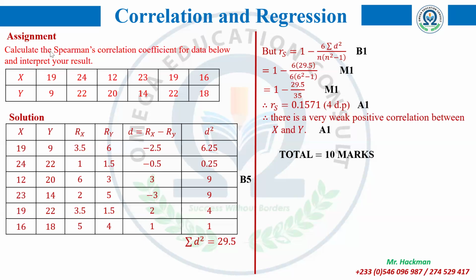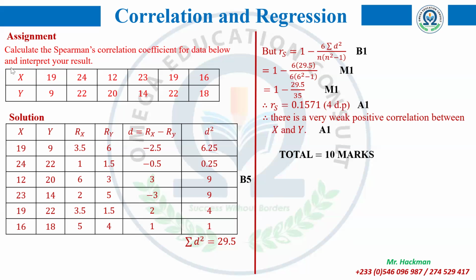We are asked to calculate the Spearman's correlation coefficient, which is the same as Spearman's rank correlation coefficient, for the data below and interpret your results. So it means the question is 2 in 1. Find the rank correlation coefficient for Spearman's. Then after that, you interpret your results.